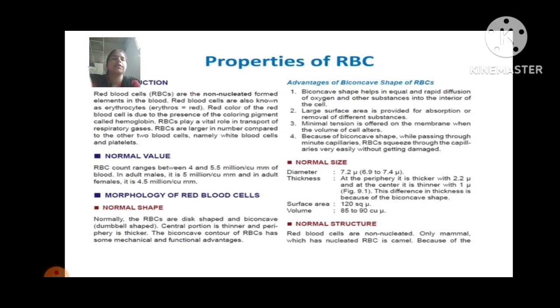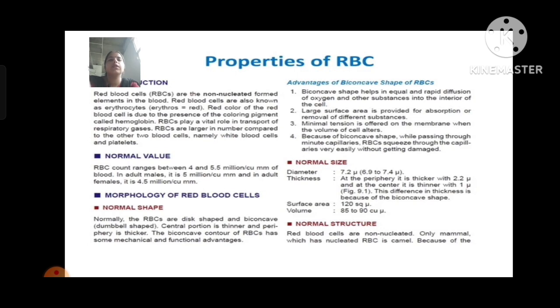In today's class, I will discuss the properties of RBCs. First is the introduction of the RBCs. Red blood cells are the non-nucleated formed elements in the blood, which means they have no nucleus in their structure. Red blood cells are also known as erythrocytes, where erythros means red. The red color of the red blood cells is due to the presence of a coloring pigment, which is known as hemoglobin.